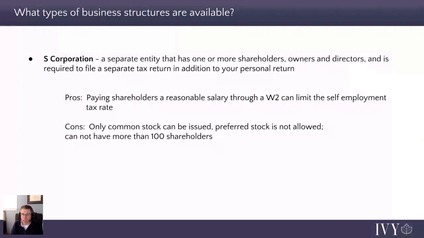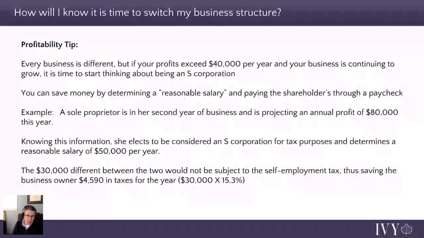So profit is the amount that you have left over after you've paid all of your expenses from the amount that has come in. If you're looking at that and you're seeing a number higher than 40,000 and you think your business is going to continue to grow, then now is a good time to start thinking about being an S corporation. You can save money by determining a reasonable salary, which we already talked about.